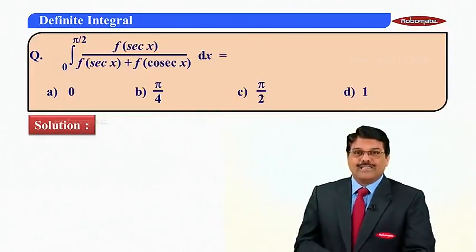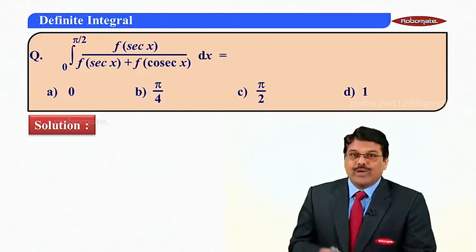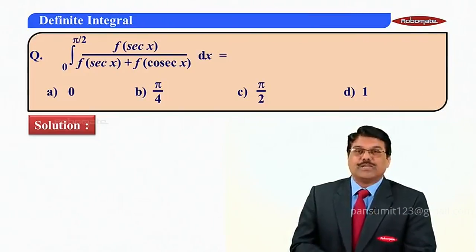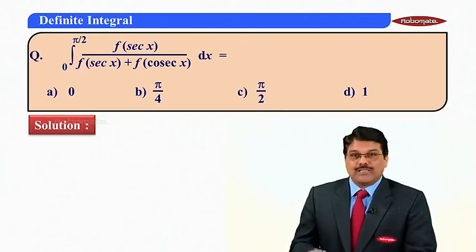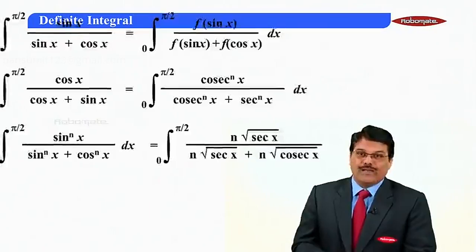Now let's see the next MCQ. Here integration goes from 0 to pi by 2 f of sec x upon f of sec x plus f of cosec x with respect to x. Here the options are A 0, B pi by 4, C pi by 2 and D 1.